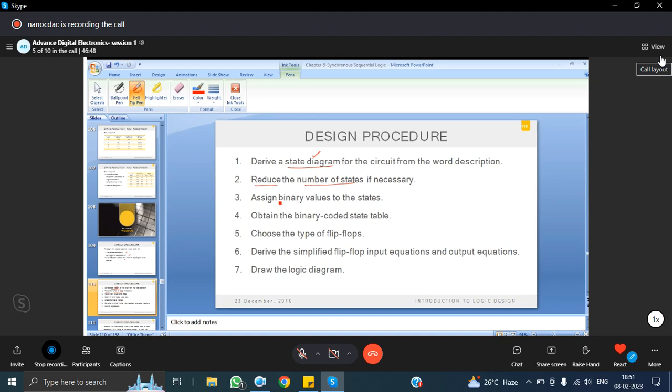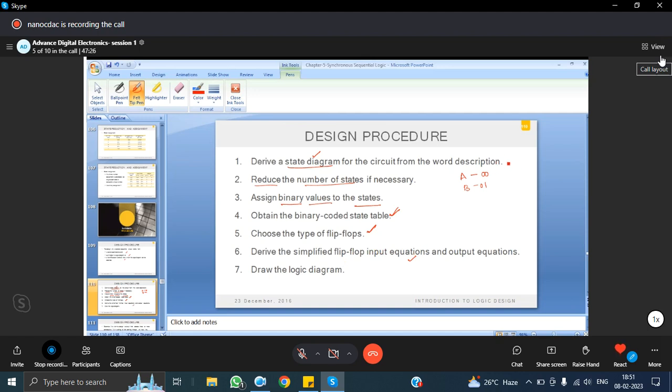Now again you should assign the binary values to the states. Assign binary values to the states. For example, simply we assume A as 00, B as 01, like that you have to assign. Then you should obtain a binary coded state table, and also you should choose the type of flip flops to be used. Okay, you can use JK, T, D, any flip flops you can use. And then you should derive the simplified flip flop input equations.